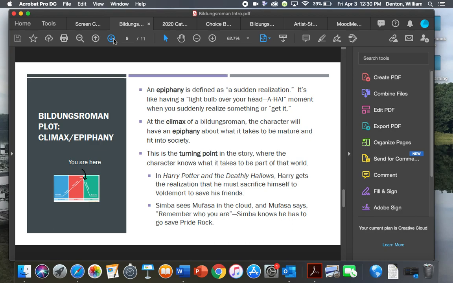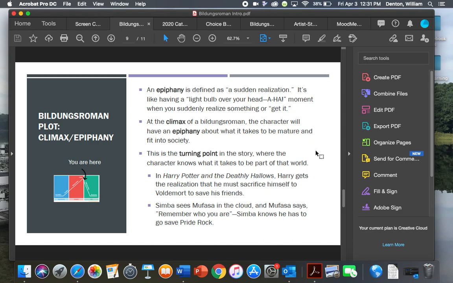Now, the big thing in this one, obviously, and the part of the book everyone looks forward to is, of course, the climax. Now, the climax in a Bildungsroman is known as an epiphany. An epiphany is defined as a sudden realization. It's that light bulb going up over your head, like, oh, aha, now I get it. It's some type of moment where the main character understands, okay, I get it now. At the climax of a Bildungsroman, the character will have that epiphany, and at that point, he or she will be like, now I know what to do next.